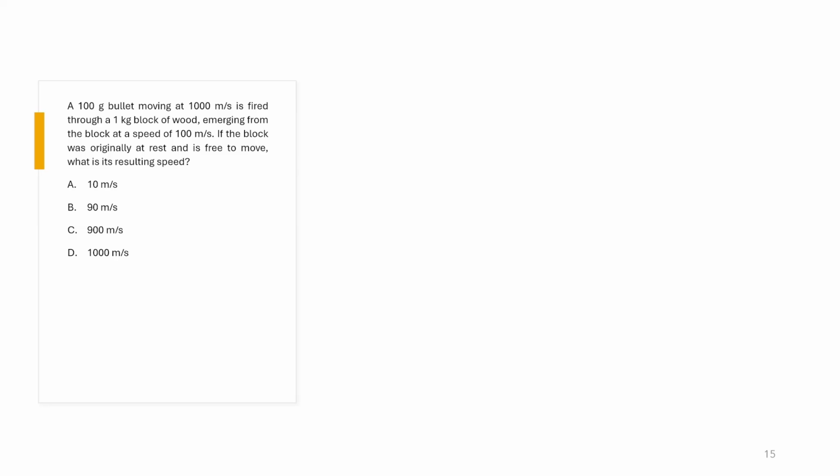A 100-gram bullet moving at 1,000 meters per second is fired through a 1 kilogram block of wood, emerging from the block at the speed of 100 meters per second. If the block was originally at rest and is free to move, what is the resulting speed? So, conservation of momentum. We have the block and the bullet. The block's original velocity is 0, the bullet's initial velocity is 1,000. The final velocity of the bullet is going to be 100. The final velocity of the block, we don't know.